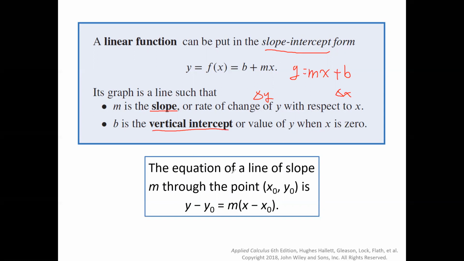The equation of the line of slope m through the point x0, y0 is this. Now, this form is called the point-slope form. These two are the most commonly used equations for linear functions: the slope-intercept form, mx plus b, or the point-slope form.